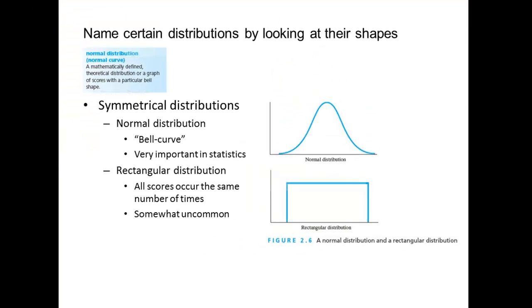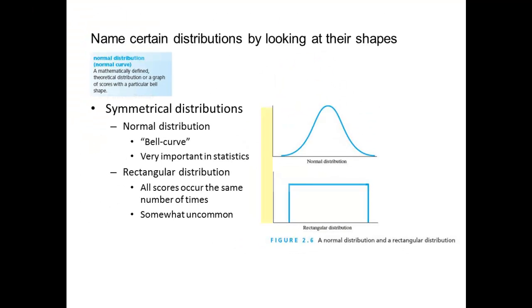Remember, when you're looking at these graphs, there is an implied label for the y-axis of frequency, and the x-axis is always some type of continuous, that is interval or ratio level, quantitative variable.